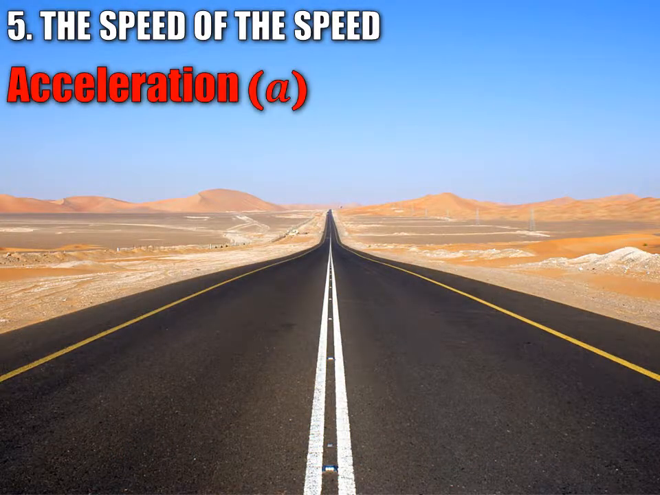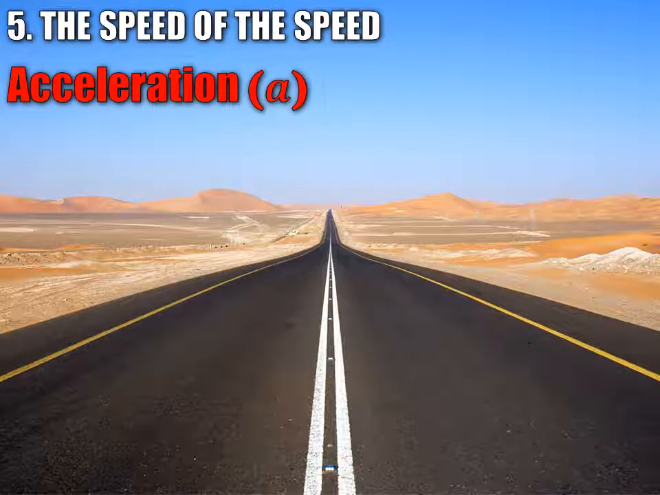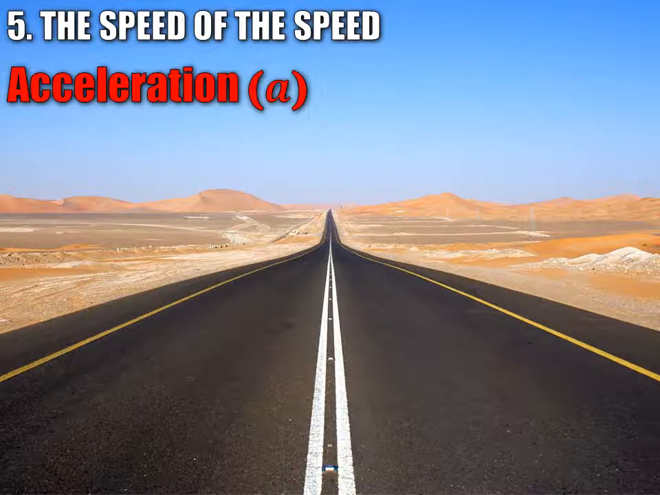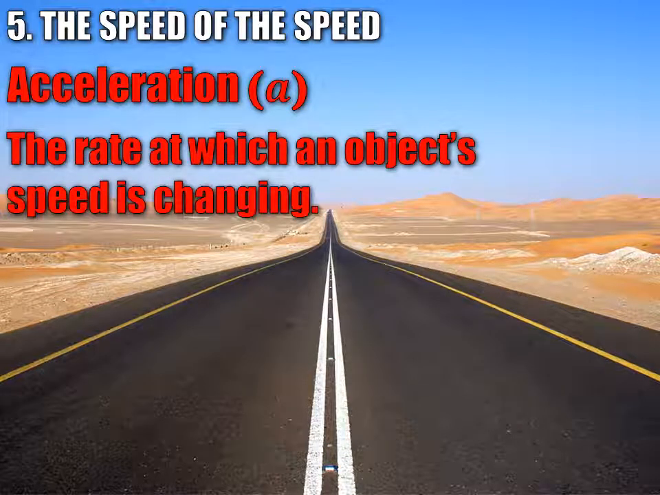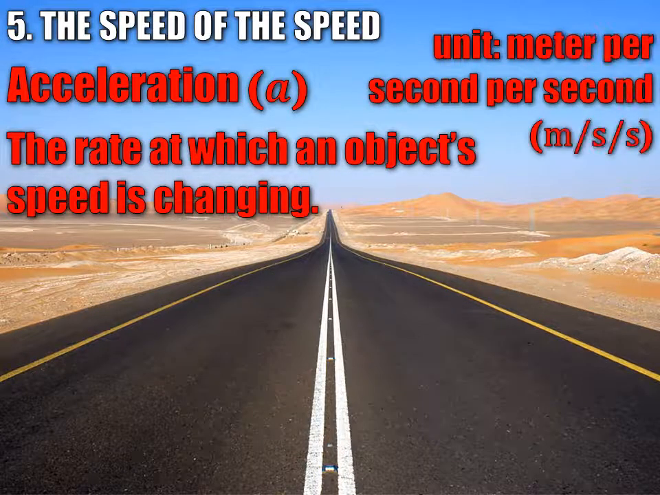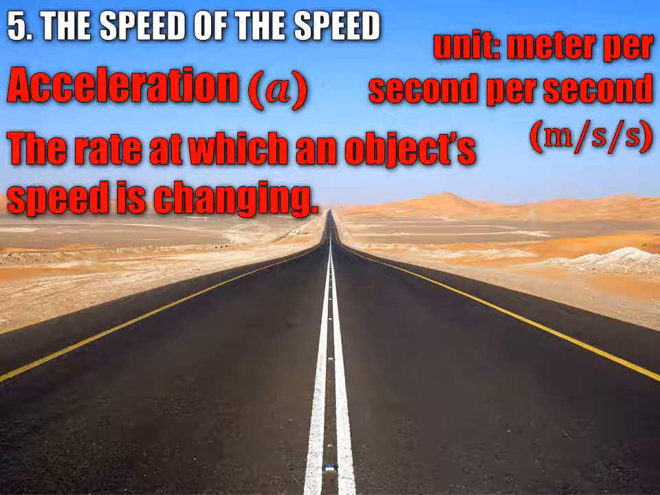This concept of a changing speed in physics is called acceleration, and it's symbolized with a lowercase a. The definition of acceleration is the rate at which an object's speed is changing, or to put it another way, how quickly an object's speed changes. The unit of acceleration is meter per second per second. So you see it's speed per time. Meters per second, there's your speed. Per second, there's your rate.